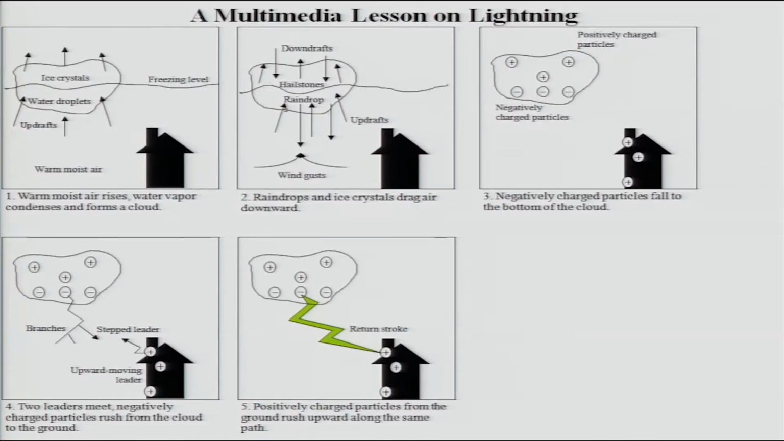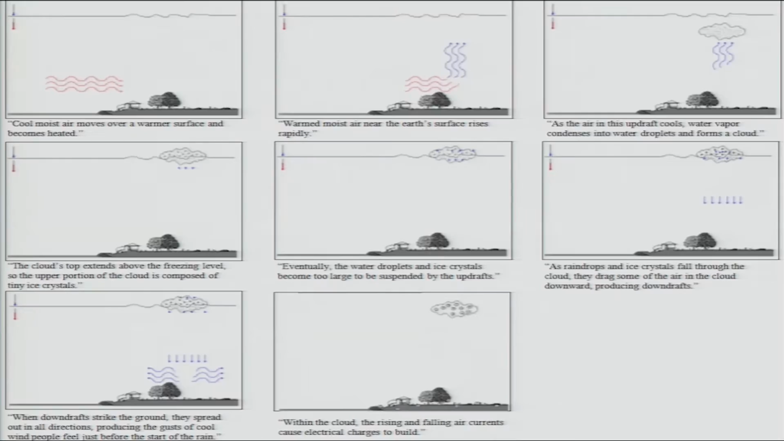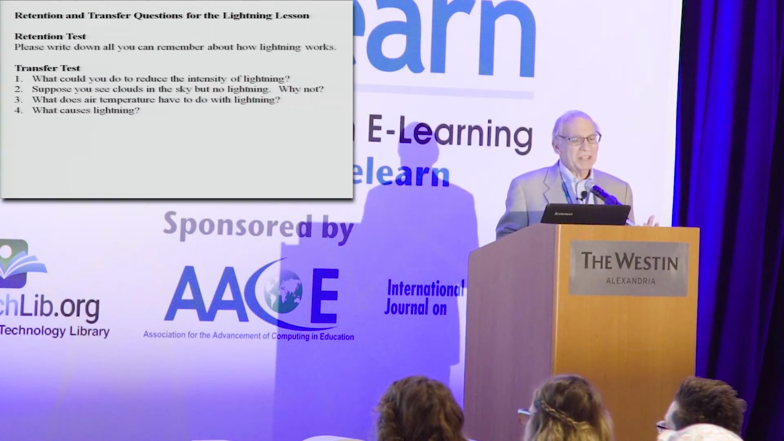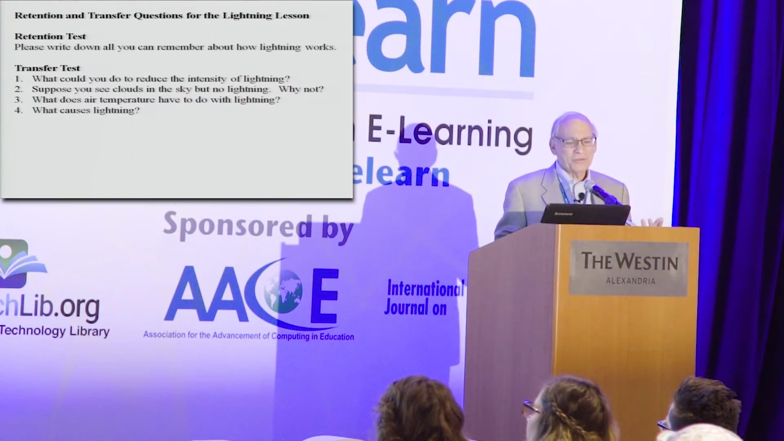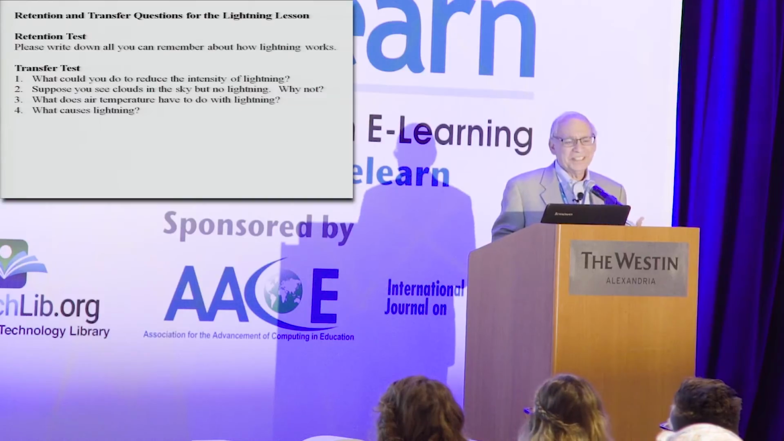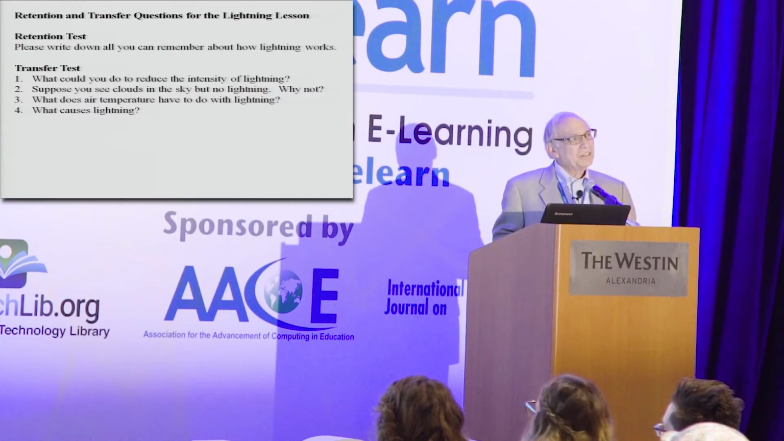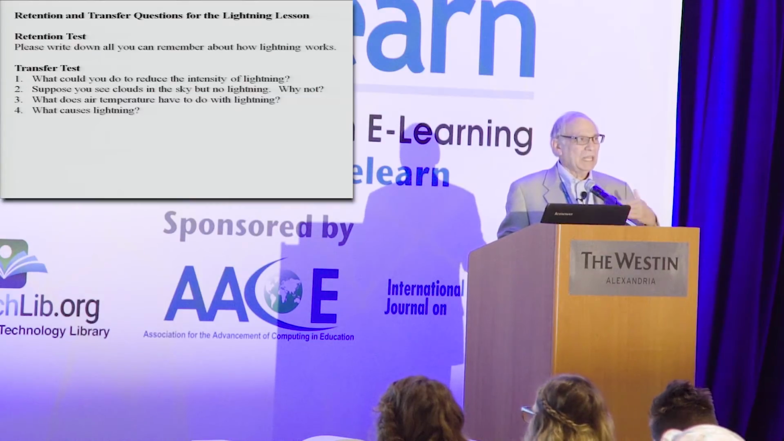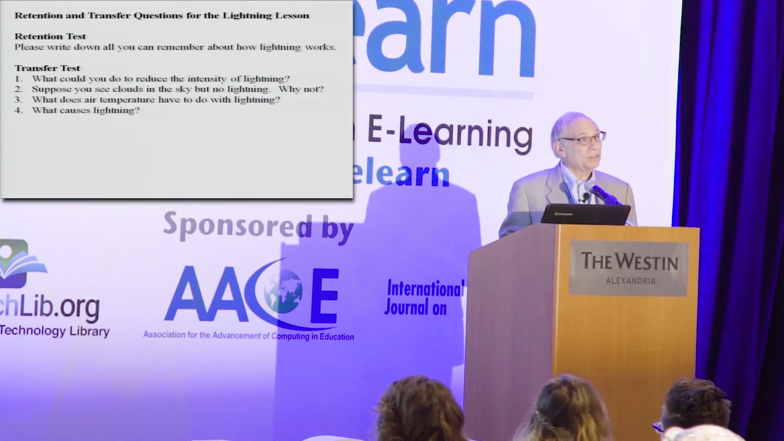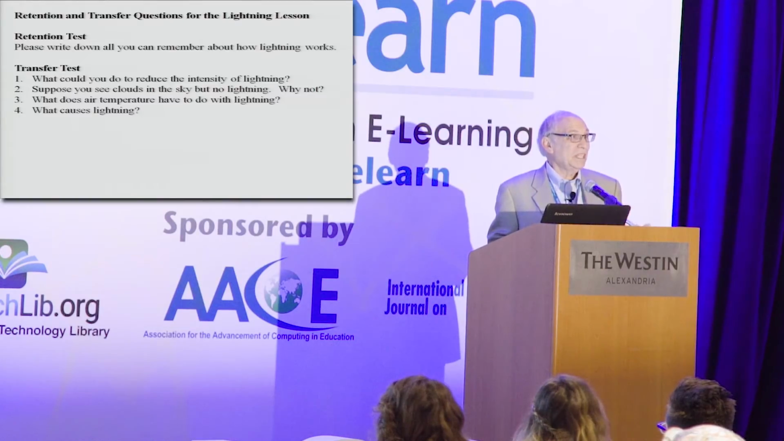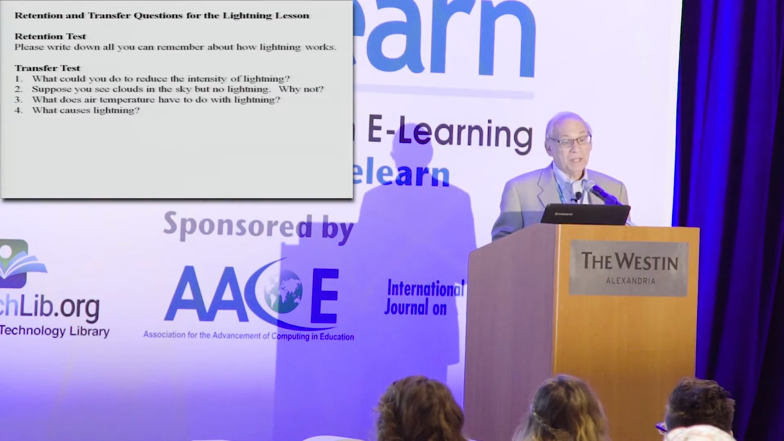This is a lesson on lightning formation. And this is more of a narrated animation on it. And we can have the same kind of transfer questions here. What could you do to reduce the intensity of lightning, or suppose there are clouds but no lightning? So these are all attempts to gauge not only retention but also transfer, because I'm mostly interested in promoting transfer, being able to take what you learn from a lesson and apply it.